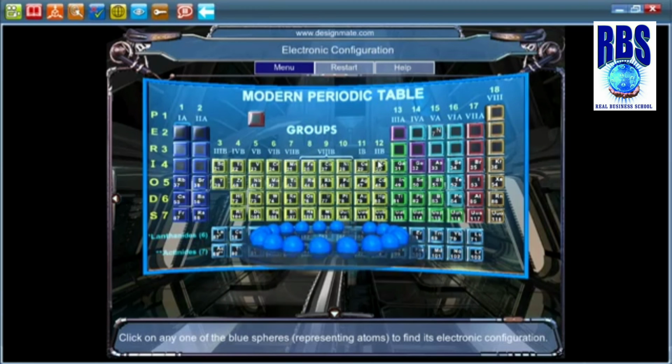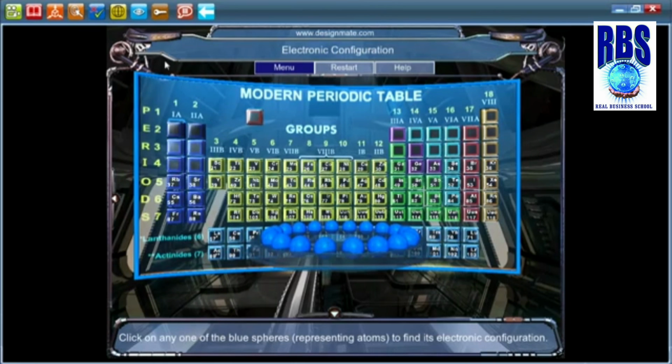Similarly, I'll keep choosing different blue spheres and I will keep fixing them in the right position in the periodic table. So this simulation helps students in identifying the right places of the elements in the periodic table. Similarly, we have other learning resources like quiz, website links, images and key terms for this topic also.